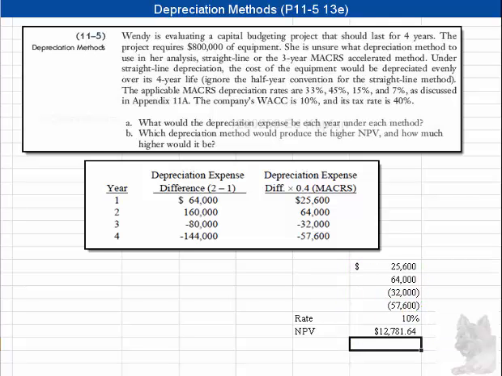And I come up with the answer of $12,781.64, and that is the answer. That tells us that in the analysis here, if we use accelerated depreciation, it will result in a higher NPV by $12,781.64 than what would be the case if we use the straight line depreciation method.